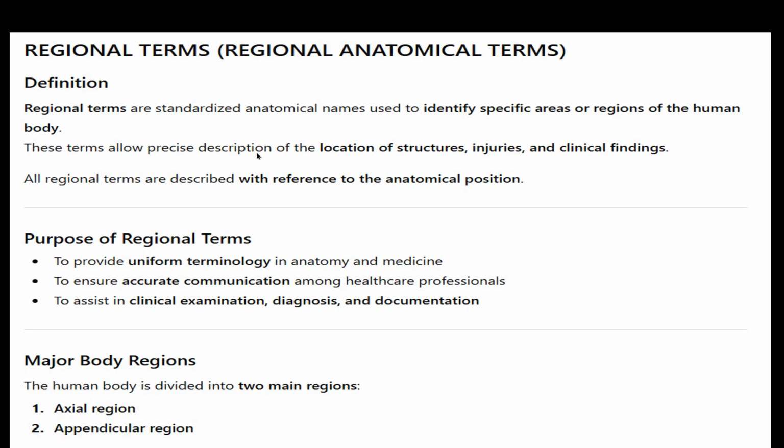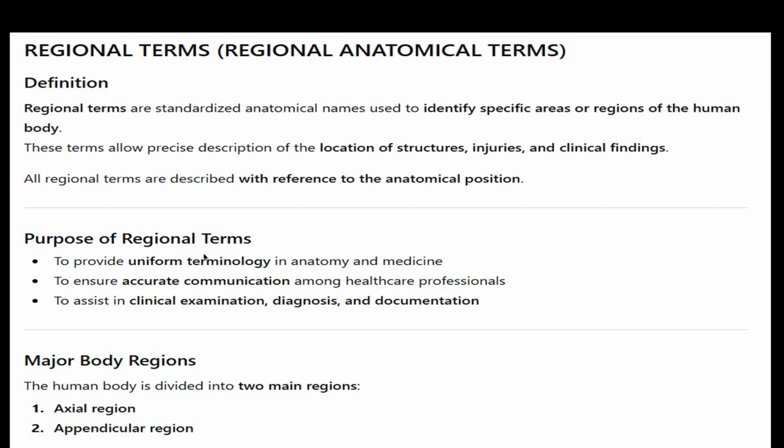The second line says these terms allow precise description of the location of structures, injuries and clinical findings. So all clinical findings, injuries and locations of structures are precisely described with these kinds of terms that we call regional terms. All regional terms are described with reference to the anatomical position. So whatever terms we are using are based on the anatomical position. If you don't know what the anatomical position is, we have already covered this in our last session, so you can refer to that session and then come back to this part.